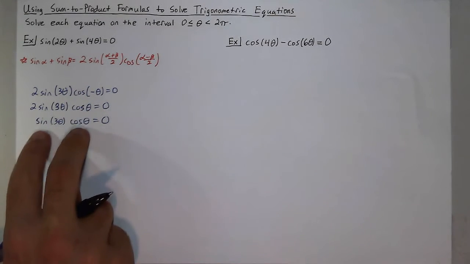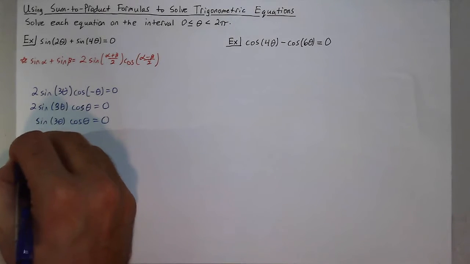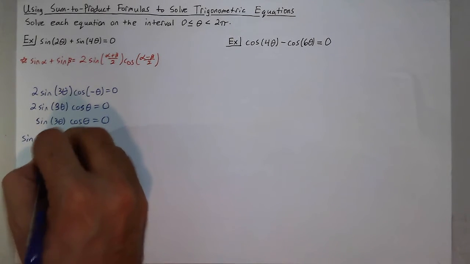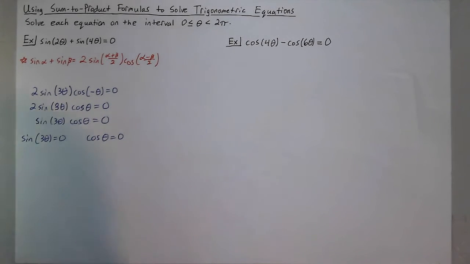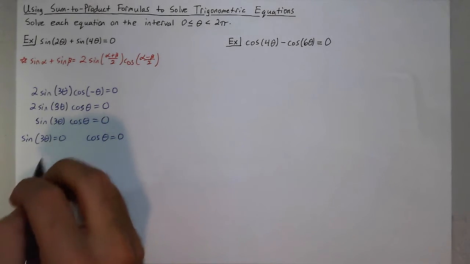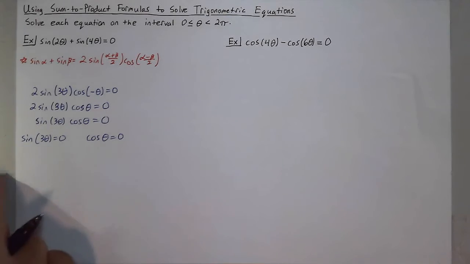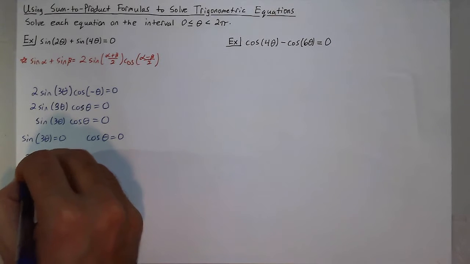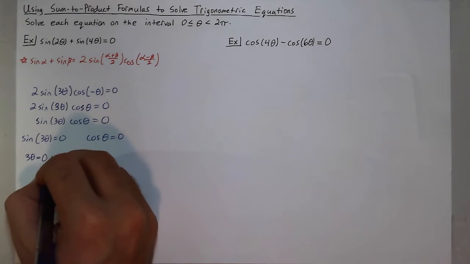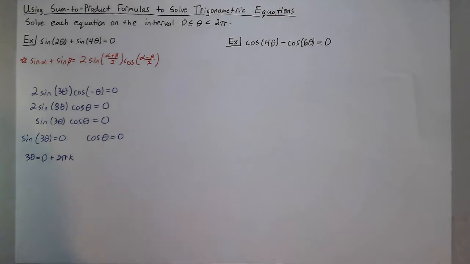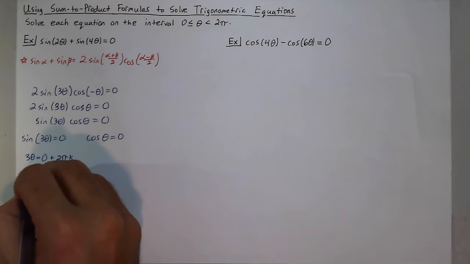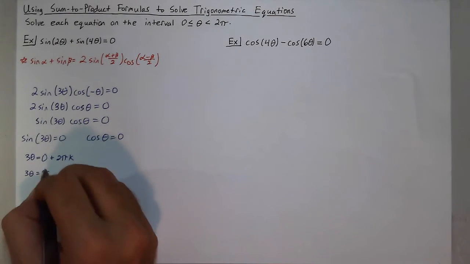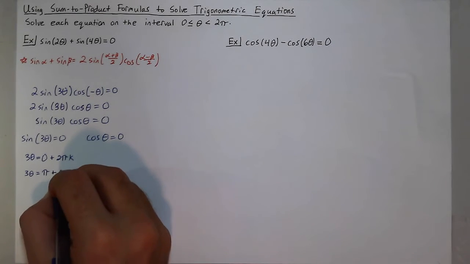And I can set each of these factors equal to 0 with the zero product property. So I'll get sine of 3 theta is equal to 0, and cosine of theta is equal to 0. Now, what angles make sine equal to 0? Those happen at the quadrantal angles 0 and pi, as well as 2 pi, but we don't include that one. So I'll write 3 theta, the inside angle, could be equal to 0, plus the period times the integer constant. That's one general formula for all of these solutions. And then also at pi for sine, so it'll be 3 theta is equal to pi plus 2 pi k.